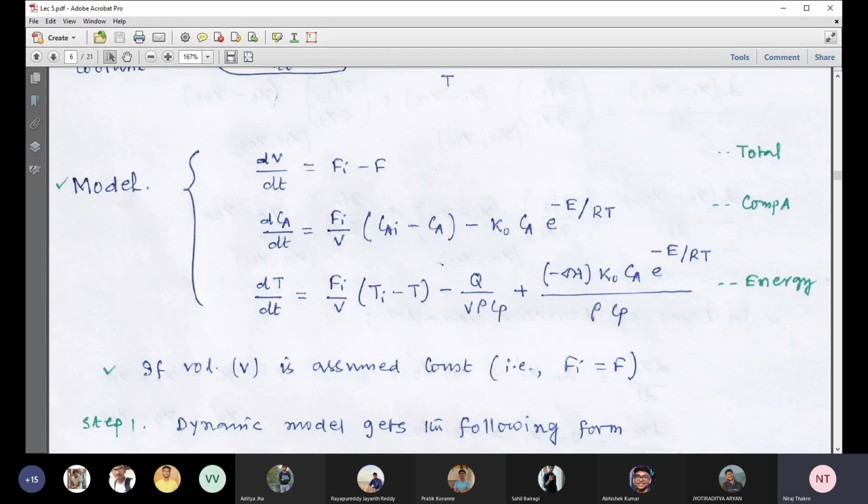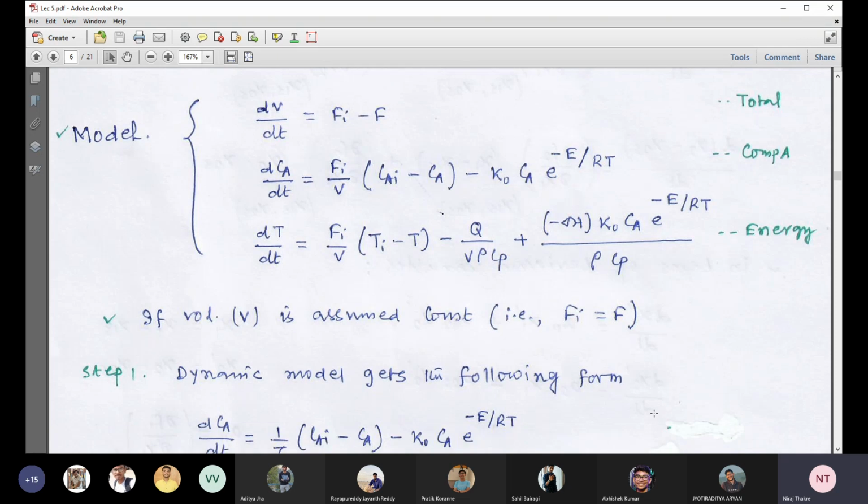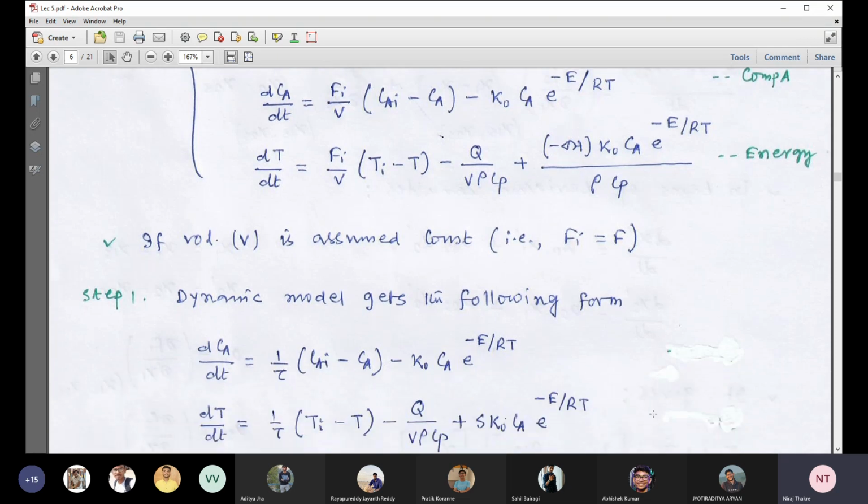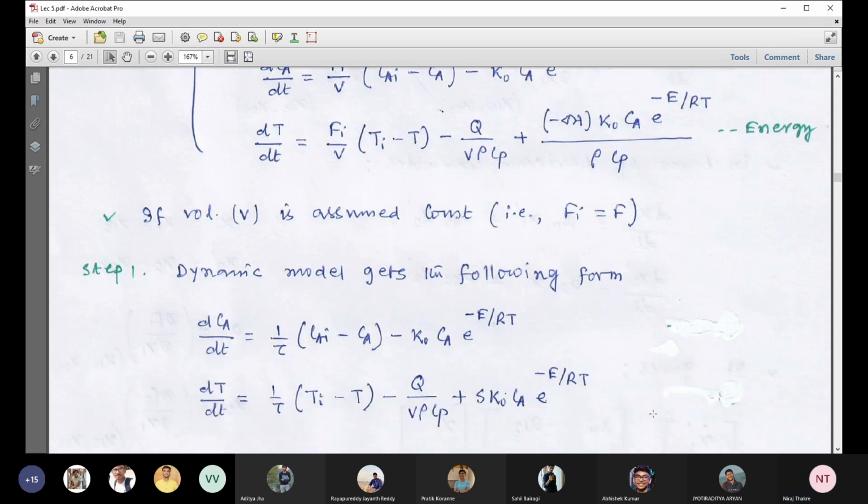If volume is constant, our CSTR model gets this form.